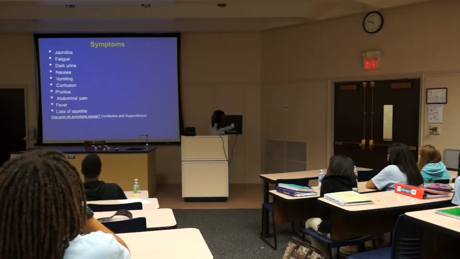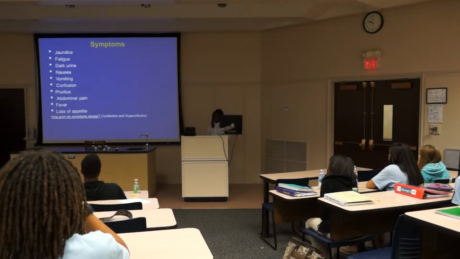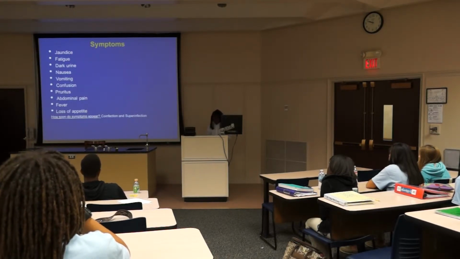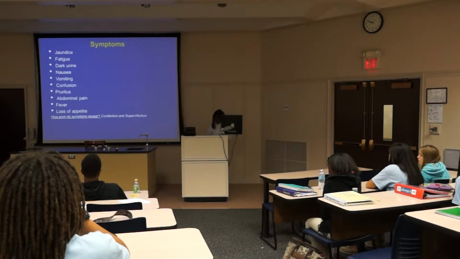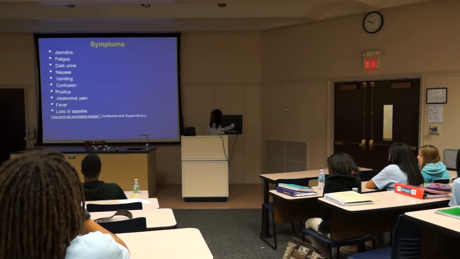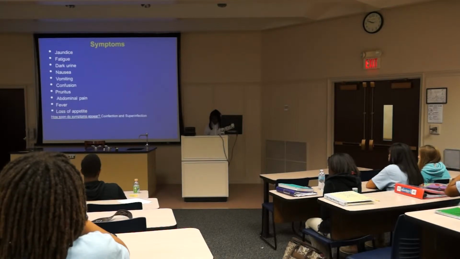Now, the question for this slide would be, how soon do symptoms appear? For co-infection, symptoms can appear from 45 days to 160 days, but the average is usually 90 days. For superinfection, they usually appear from 2 to 8 weeks.